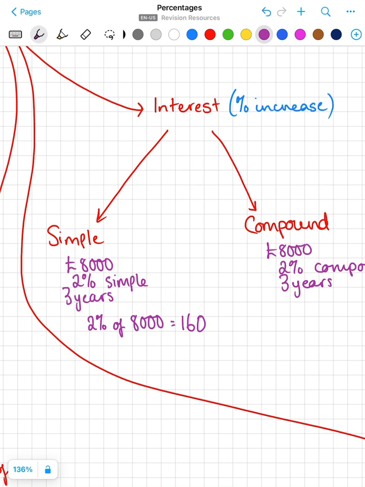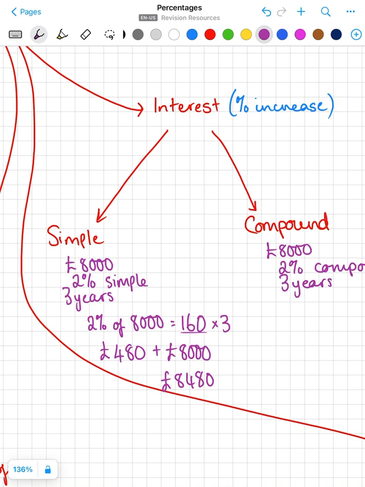Then what that means is, with simple interest, that is the amount that you get for every year. So this amount is the amount of interest I get no matter how many years and how much money I've got in the account. So multiplying that by 3 gives me the total amount of interest, that's £480. We've got to include our original £8,000. So at the end, we've got £8,480.